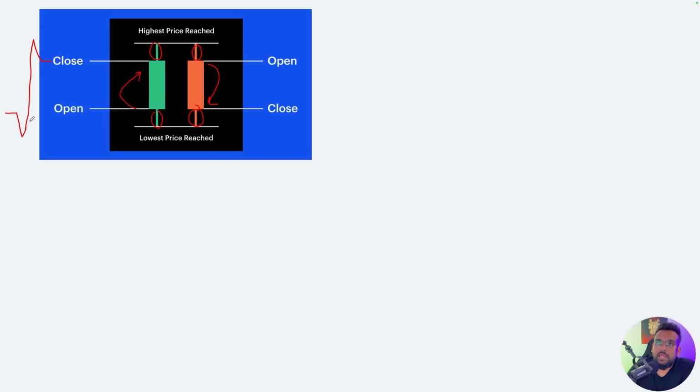Price opened here and went down, but who covered the most distance on this candle? From the lowest point to this point, who covered the most distance? The people who pushed the price up. Who pushes the price up? Bulls. They strike upwards. So what is this candle? This candle becomes a bullish candle. What is this candle? It becomes a bearish candle. You see what I'm saying? All right.